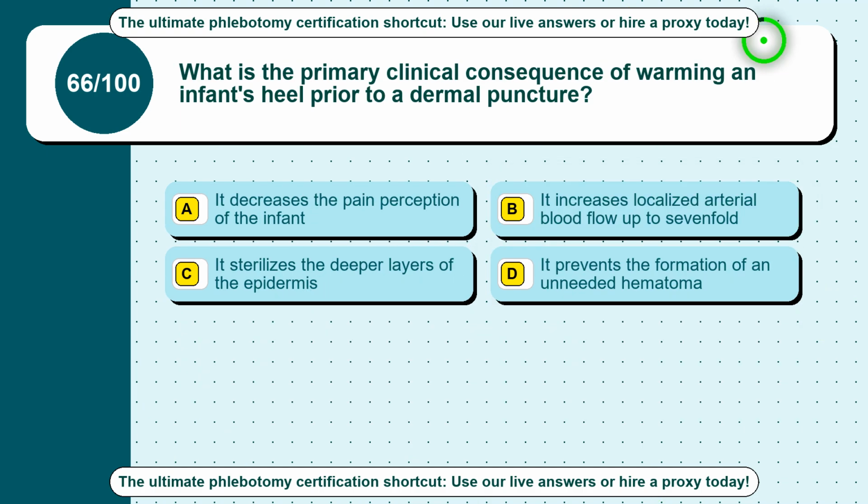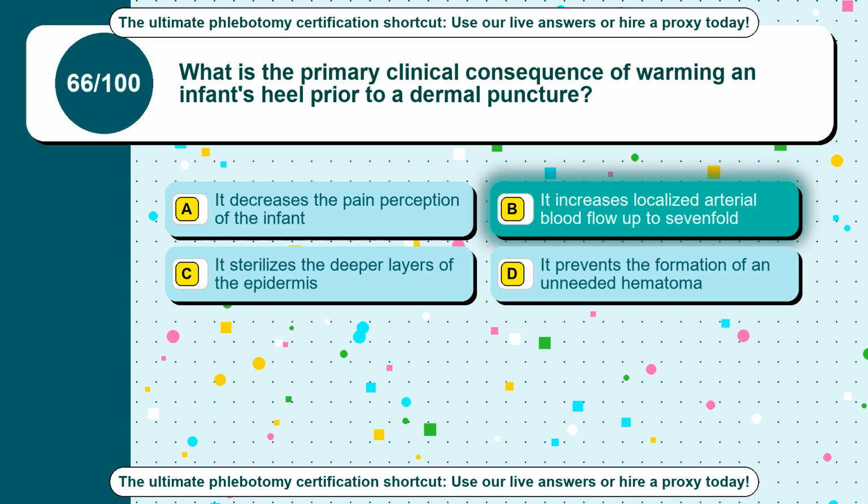Question 66. What is the primary clinical consequence of warming an infant's heel prior to a dermal puncture? Option A. It decreases the pain perception of the infant. Option B. It increases localized arterial blood flow up to 7-fold. Option C. It sterilizes the deeper layers of the epidermis. Option D. It prevents the formation of an unneeded hematoma.